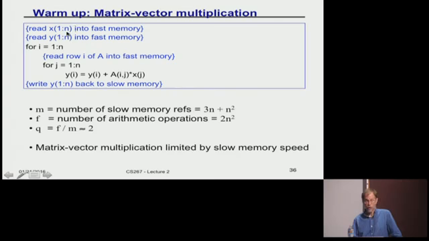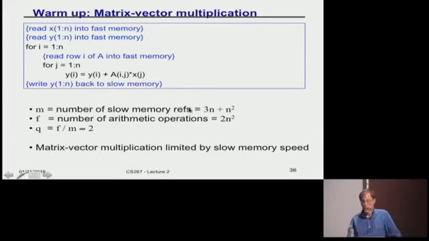So what am I going to do? I'm going to read in x to fast memory just once, read in y into fast memory just once, and then I'll read A row by row into fast memory, do a dot product. There's no memory traffic in the inner loop, and when I'm done, I'll write y back to slow memory. That's sort of the simplest thing you could imagine, and it's reasonable to assume I can fit a row into cache. That's not so bad.